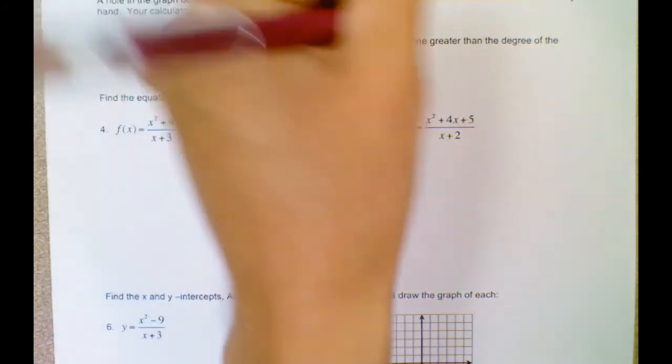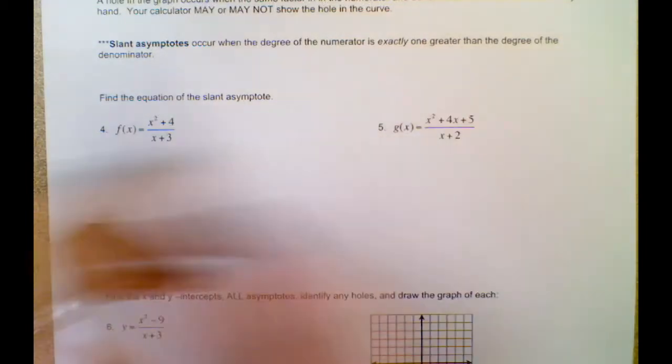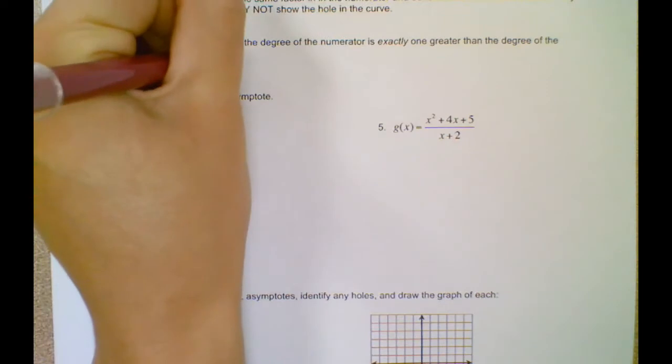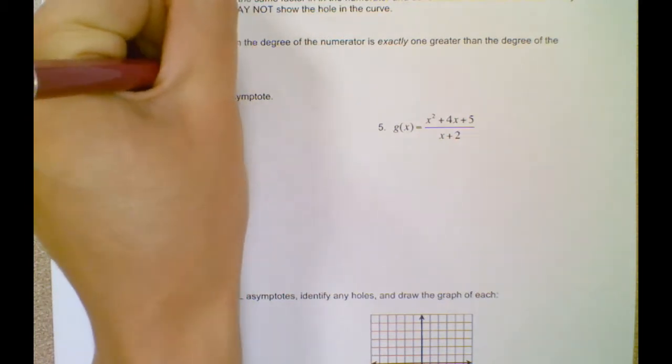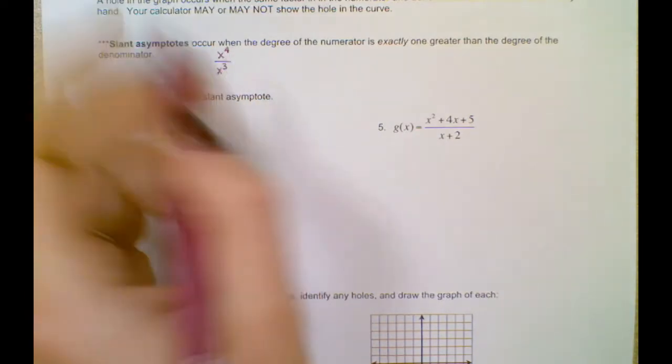Whoopsies. The degree of the numerator is exactly 1 greater than the degree of the denominator. Totally read that wrong. My apologies. Okay, so for an example, if I have x to the 4th over x to the 3rd, some long polynomial, then I have a slant asymptote.